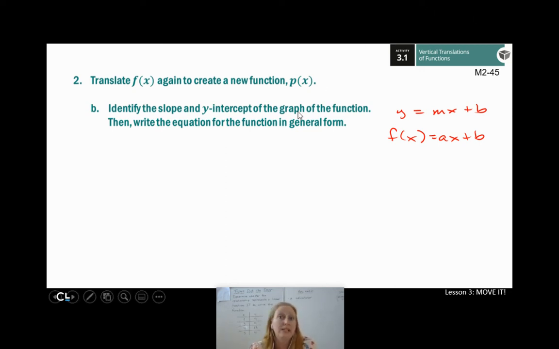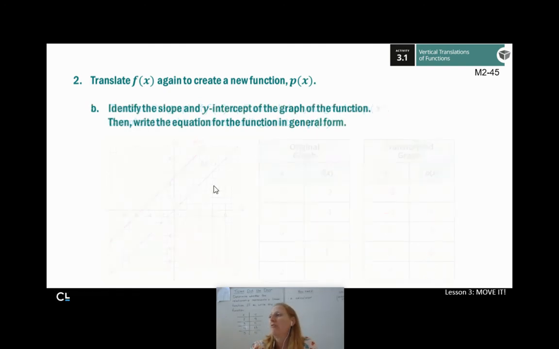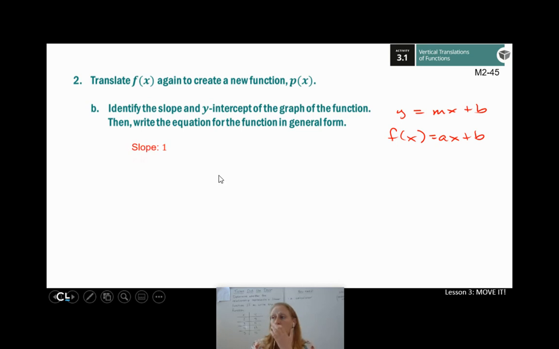Well, first of all, we knew that slope was not going to change. My slope is still 1, right? I'm still going up 1 over 1, up 1 over 1, up 1 over 1, rise over run. But my y-intercept has changed. I can see my y-intercept is now 5. So my slope is still 1, but my y-intercept is now 5. So I can write it as p of x equals 1x plus 5, right? Slope, y-intercept. And actually, we don't have to have the 1 there, so I'm going to rewrite that as p of x equals x plus 5.